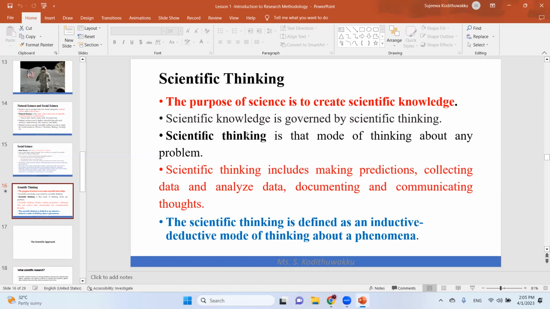So scientific thinking is defined as the inductive and deductive mode of thinking about phenomena. I will explain the terms inductive and deductive later, but remember, scientific thinking includes both inductive and deductive modes of thinking about the existing issue or the existing phenomena. So this is the idea of scientific thinking. It's actually a process to create scientific knowledge at the end.